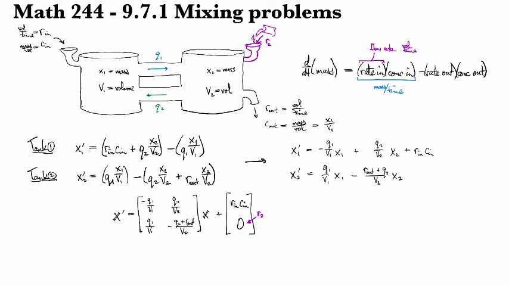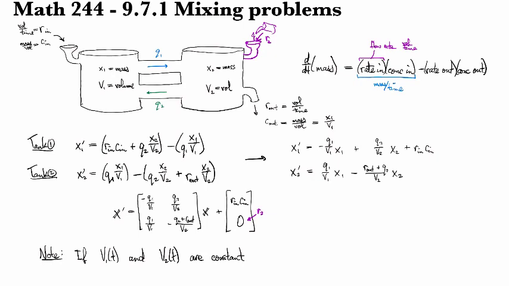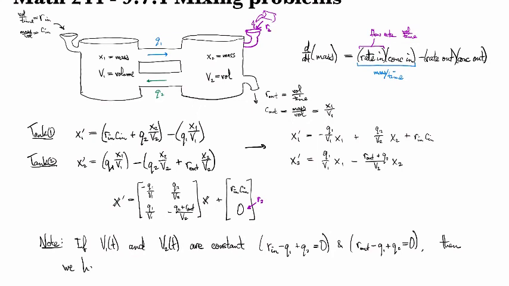And if V1 of t and V2 of t are constant, in other words, for the first tank we need R in minus Q1 plus Q2 to equal 0, and for the second we need R out minus Q1 plus Q2 equal 0, then we have a constant coefficient system.